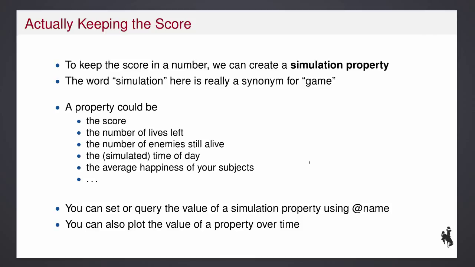If you want to set that, you can actually just refer to a simulation property with the syntax at, the at sign, followed by the name of the property. So for example, at score, and you can say set at score to be equal to at score plus 1. And that would actually change the score. It would increment it, okay? You could also plot the value of that property over time. So you could see a graph that shows the score going up as the game progresses.